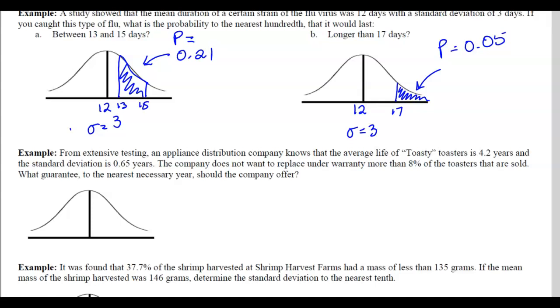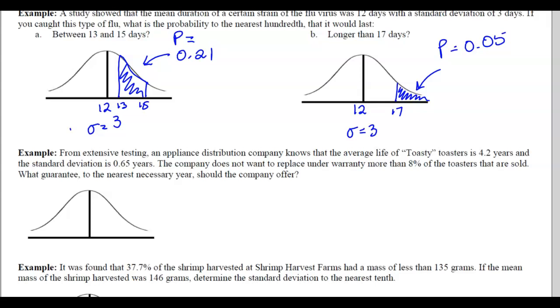Oftentimes, it's a 1-year guarantee. So if it breaks down in 1 year, you can send it back and get a replacement, or they'll fix it. You have to read the fine print. It's not always a replacement, but in any case, that's what a warranty is. Or maybe it's 6 months, or maybe if it's a car, you have to buy the insurance basically for that warranty, like for 3 years or 5 years or whatever it is, but they don't want to replace it under warranty more than 8%.